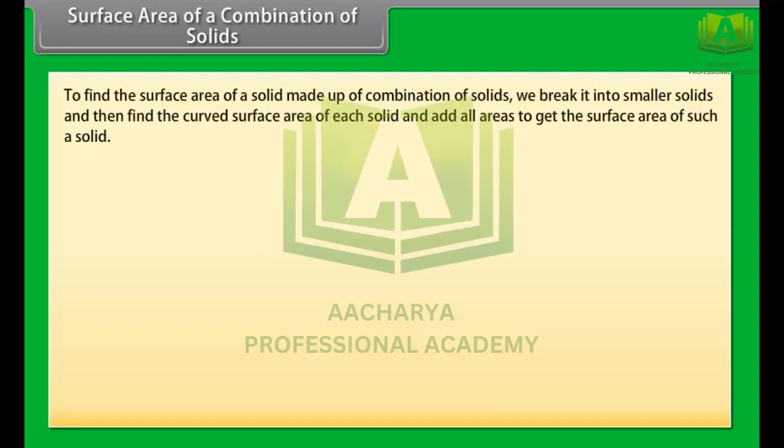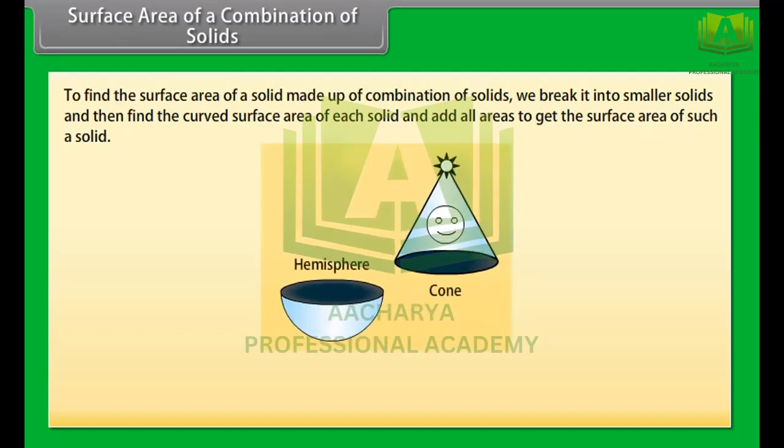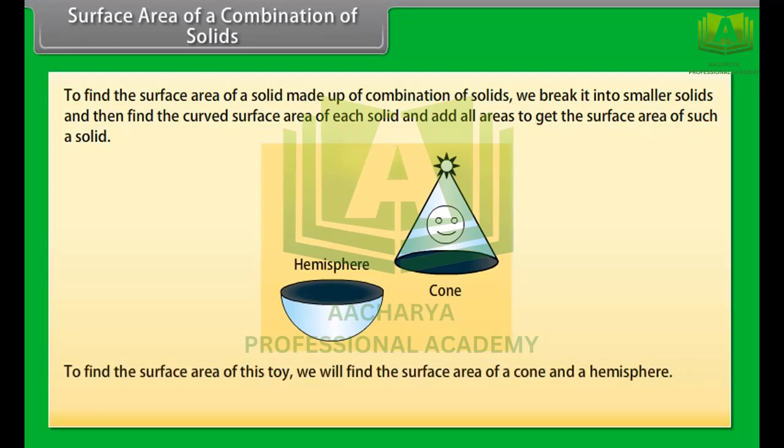To find the surface area of a solid made up of combination of solids, we break it into smaller solids and then find the curved surface area of each solid and add all areas to get the surface area of such a solid. For example, look at this toy. This toy is a combination of a cone and a hemisphere. To find the surface area of this toy, we will find the surface area of a cone and a hemisphere. Or we can say that the total surface area of a toy will be equal to the curved surface area of hemisphere plus curved surface area of the cone.